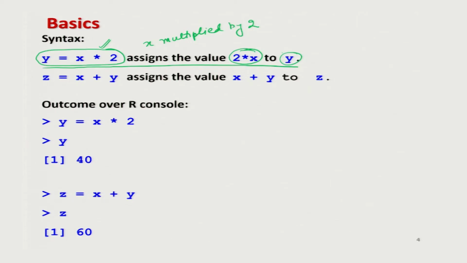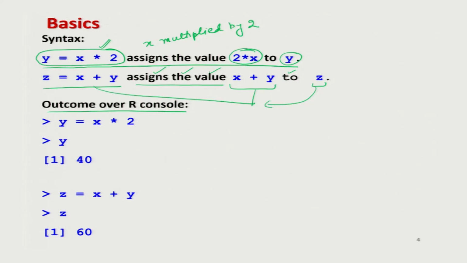And after that, if I type z is equal to x plus y, it assigns the value x plus y to z. This means all these things, z is equal to x plus y, and z, which are typed in blue Courier New font, are related to the R software, and whatever is typed in black Calibri font, like assigns the value and 2, are simple expressions used to explain what I want to say. And then the outcome over the R console.